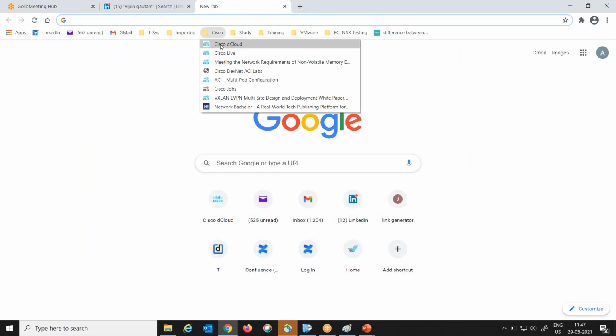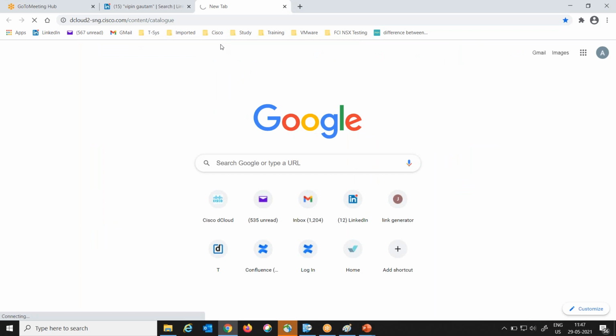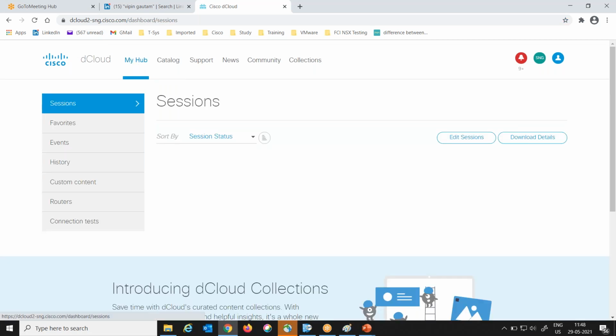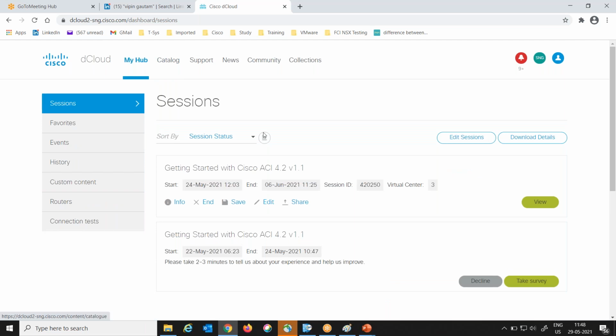Let me go back to my dCloud. With regards to each and every lab available over there in dCloud, there is an associated lab guide, which is written more in text format. Understanding that requires patience, perseverance, and time. What I have done, for example, I have already a lab which is already booked. This is the lab.